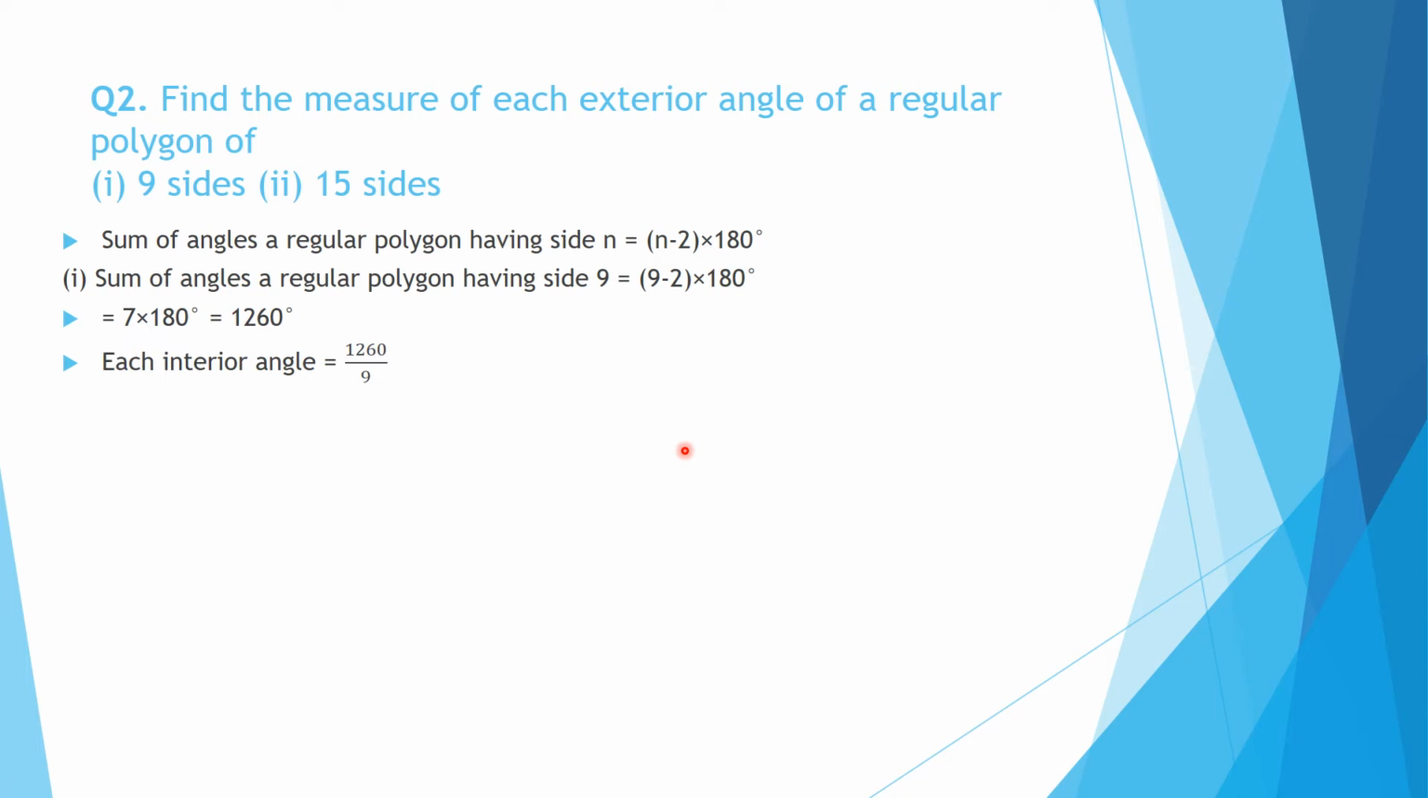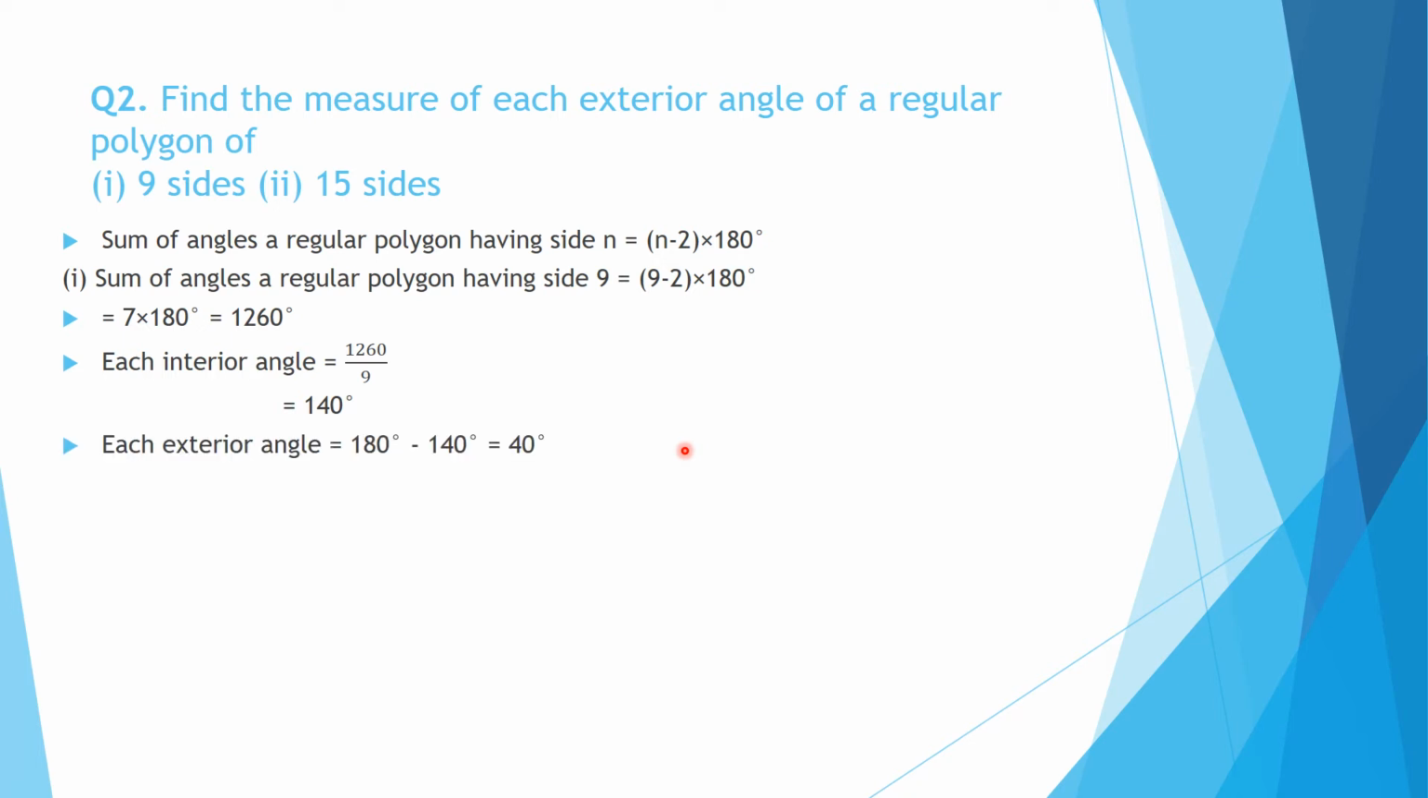So each interior angle would be 1260 upon 9, because if the sum of all the angles is 1260 and there are 9 angles, the measure of each angle is 140 degrees by dividing with 9. This is, we have found the interior angle, right?